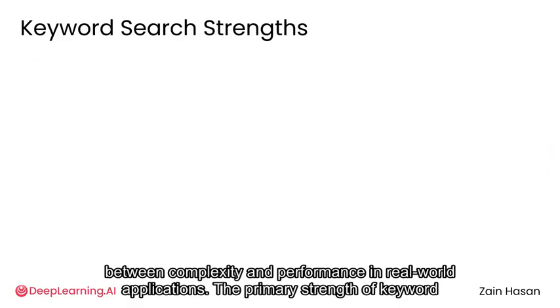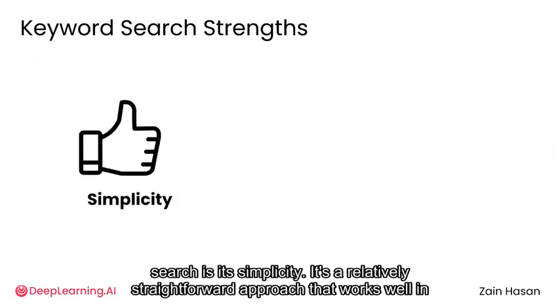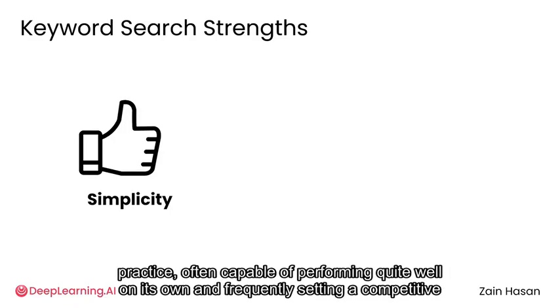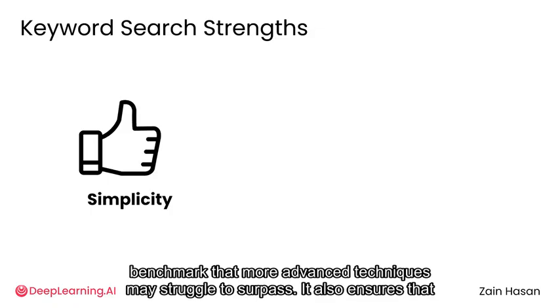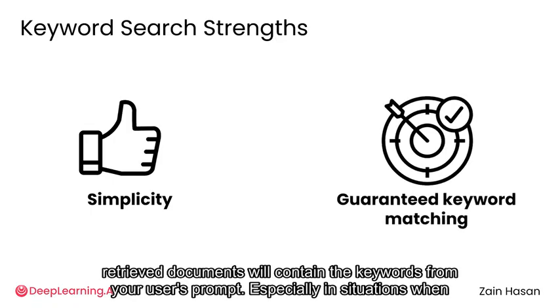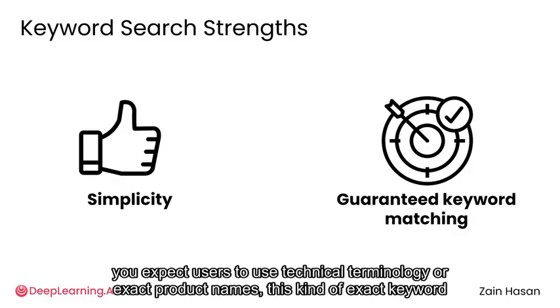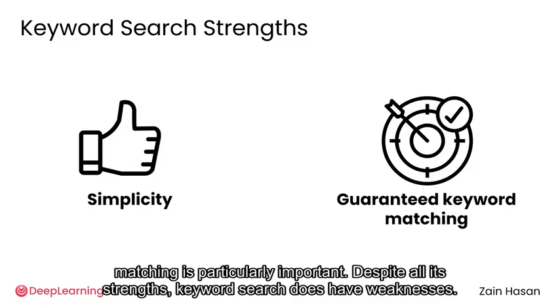The primary strength of keyword search is its simplicity. It's a relatively straightforward approach that works well in practice, often capable of performing quite well on its own and frequently setting a competitive benchmark that more advanced techniques may struggle to surpass. It also ensures that retrieved documents will contain the keywords from your user's prompt, especially in situations when you expect users to use technical terminology or exact product names. This kind of exact keyword matching is particularly important.